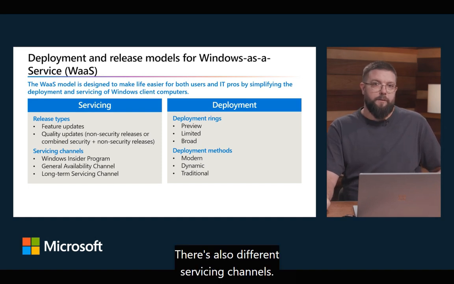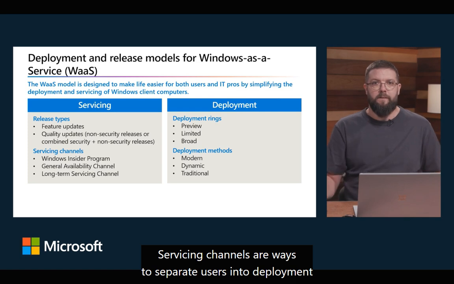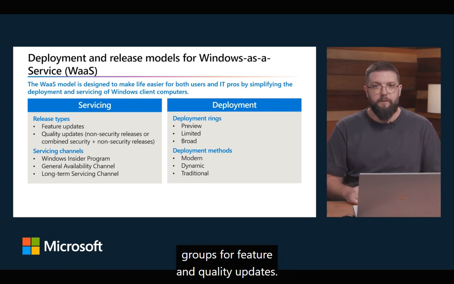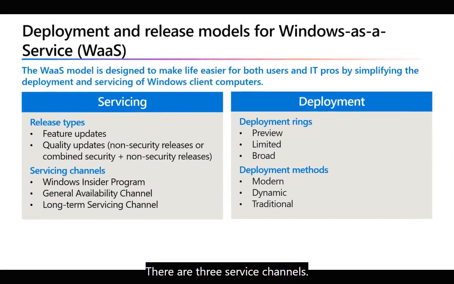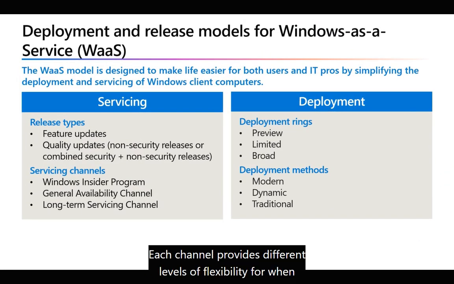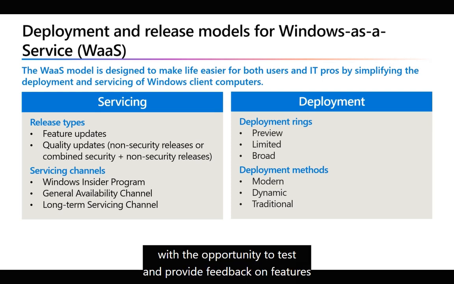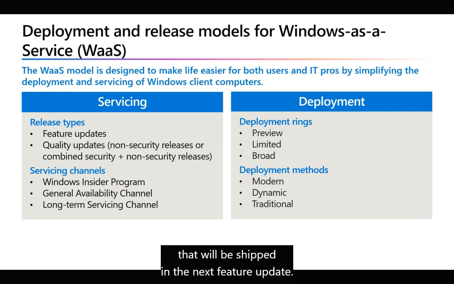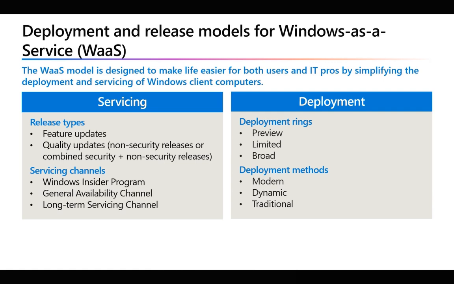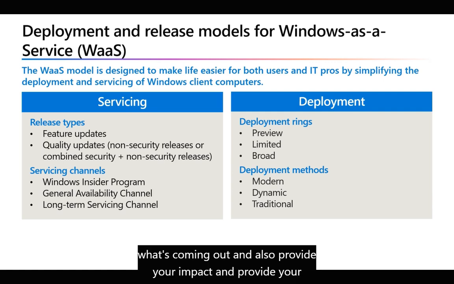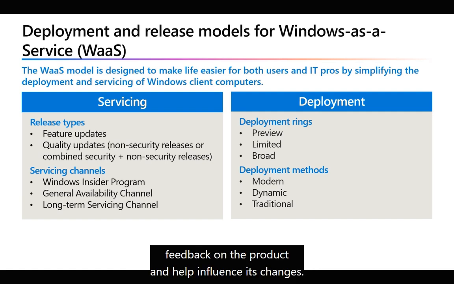There are also different servicing channels. Servicing channels are ways to separate users into deployment groups for feature and quality updates. There are 3 servicing channels. Each channel provides different levels of flexibility for when these updates are delivered to client computers. There's the Windows Insider program, which provides organizations with the opportunity to test and provide feedback on features that will be shipped in the next feature update. This is a really great way to see what's coming out and also provide your feedback on the product and help influence its changes.